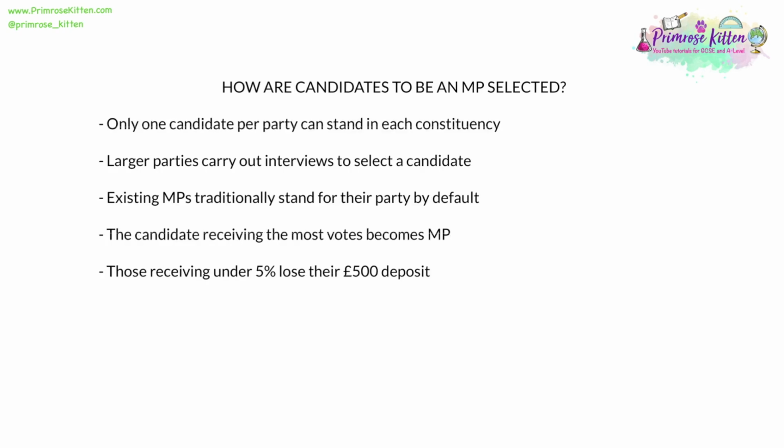So how are candidates to be an MP selected? Only one candidate per party can stand in each constituency. Larger parties generally carry out interviews to select a candidate, as there may be competition in each constituency. Existing MPs traditionally get to stand for their party by default. The candidate receiving most votes in each constituency becomes that constituency's Member of Parliament, but those receiving under 5% of the vote lose their £500 deposit paid to the Electoral Commission.